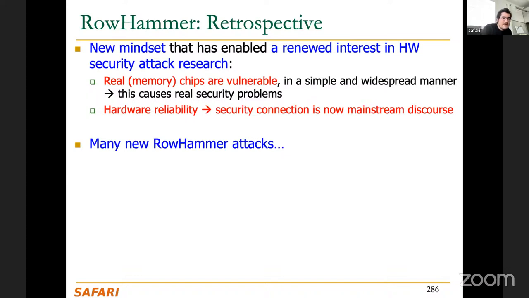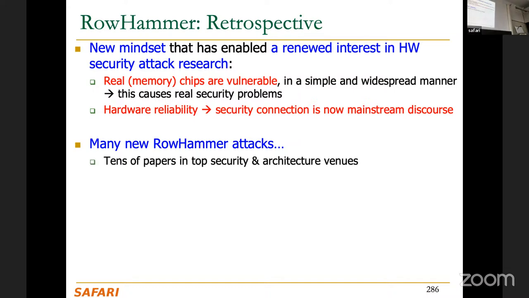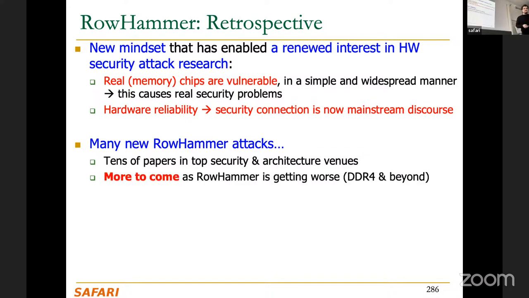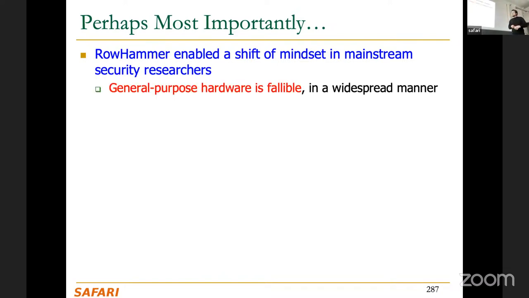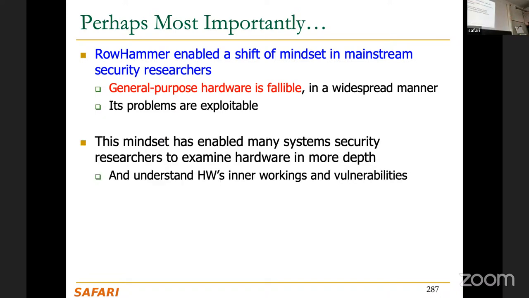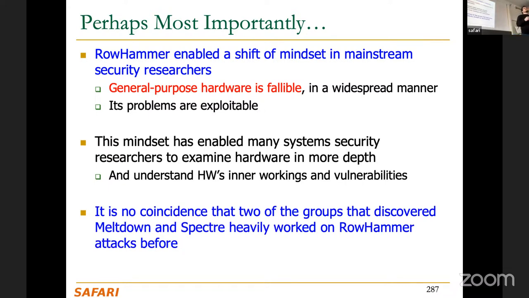the importance of these memory errors now, and how easy it is to induce them compared to the past. And RowHammer enabled a new mindset that you need interest in hardware security attack research, because now real memory chips are vulnerable, and the hardware reliability to security connection is now more mainstream, since the RowHammer failure mechanism was found to be widespread across all the chips. And there are many new RowHammer attacks that come up in new security conferences or in other venues, and there are more and more RowHammer solutions. And it enabled a shift of mindset in mainstream security researchers, because now we have more data that shows that general purpose hardware is fallible in a widespread manner. Its problems are exploitable, and the mindset has enabled many system security researchers to examine these errors or the hardware in more depth.